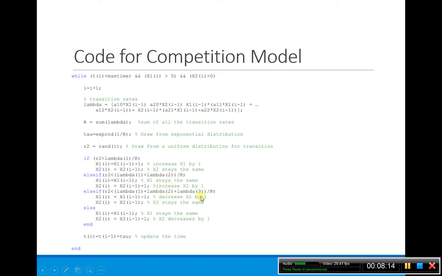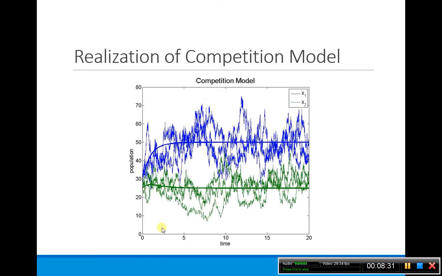Then if we have the sum of these first 3, and our R2 is less than the sum of the first 3, we're going to decrease x1 by 1 while x2 stays the same. Otherwise, we're going to decrease x2. And then we update the time. So this is what our realizations look like. Again, I've plotted the deterministic model with it, so you can see the variation. Obviously, the stochastic model does show a lot more variation, as you even saw in Module 1, than this deterministic model.